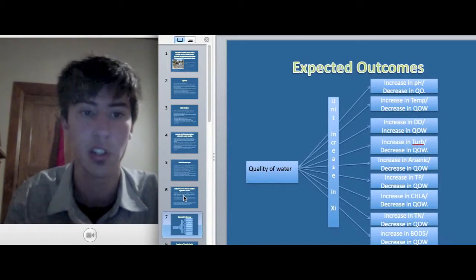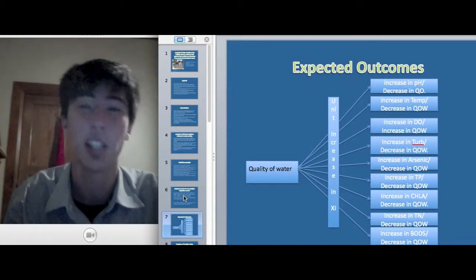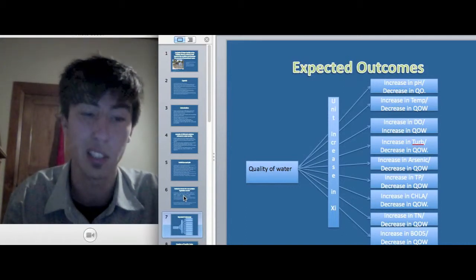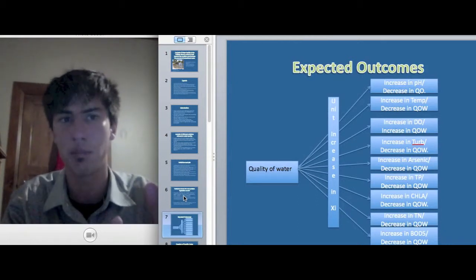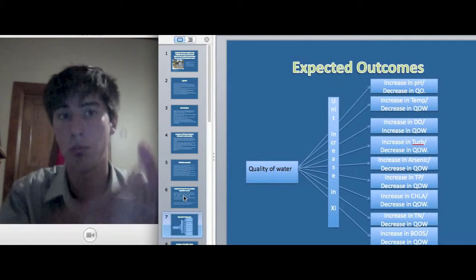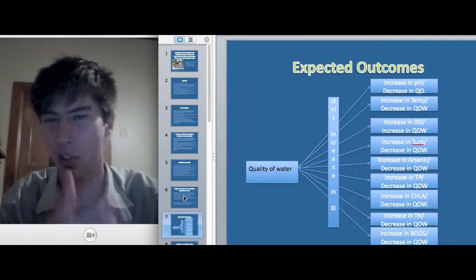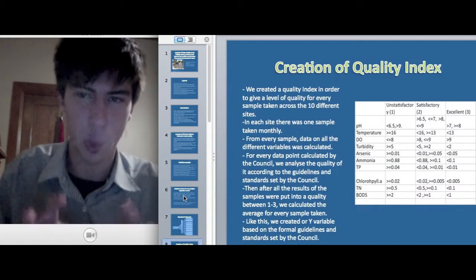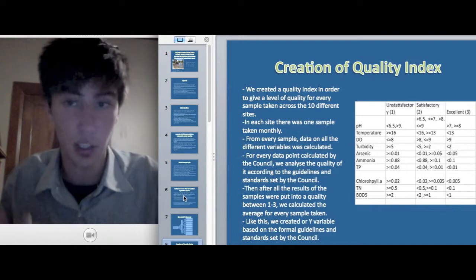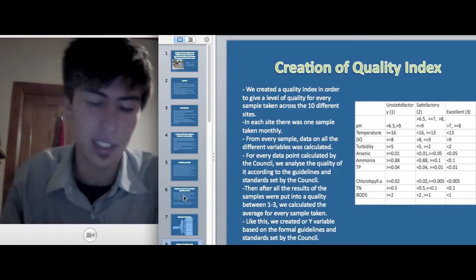Okay, so in order for us to create the quality index, which is our y, our dependent variable, we based ourselves on the guidelines and standards set up by the regional council, which means that there are certain levels of each contaminant and each variable that will be considered unsatisfactory, satisfactory, or excellent. Very few of them fall under the excellent category. So we have here all the different parameters that we need to follow, right?